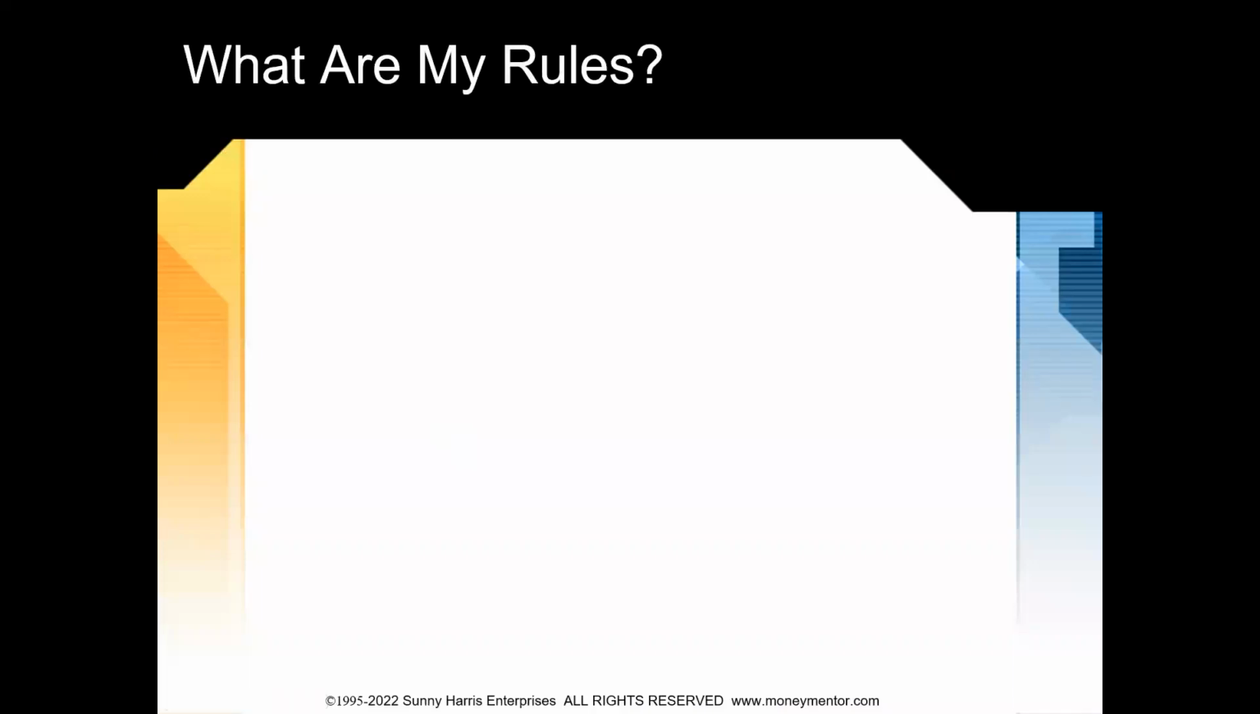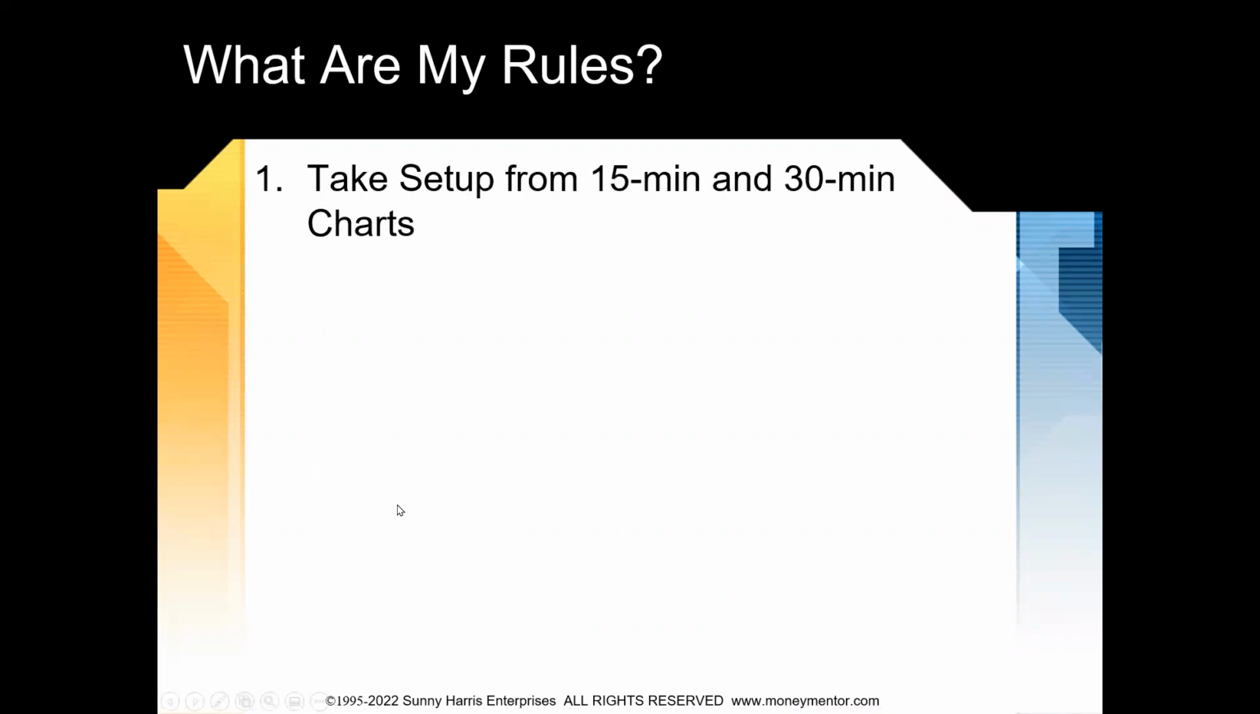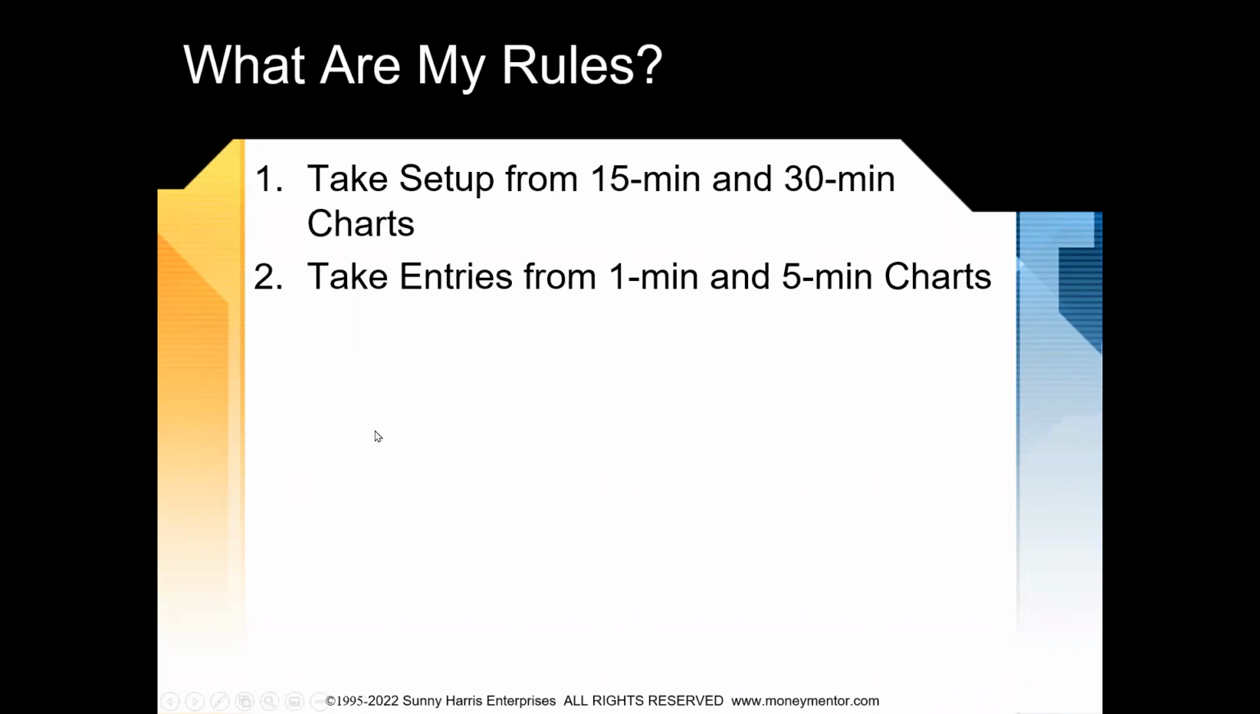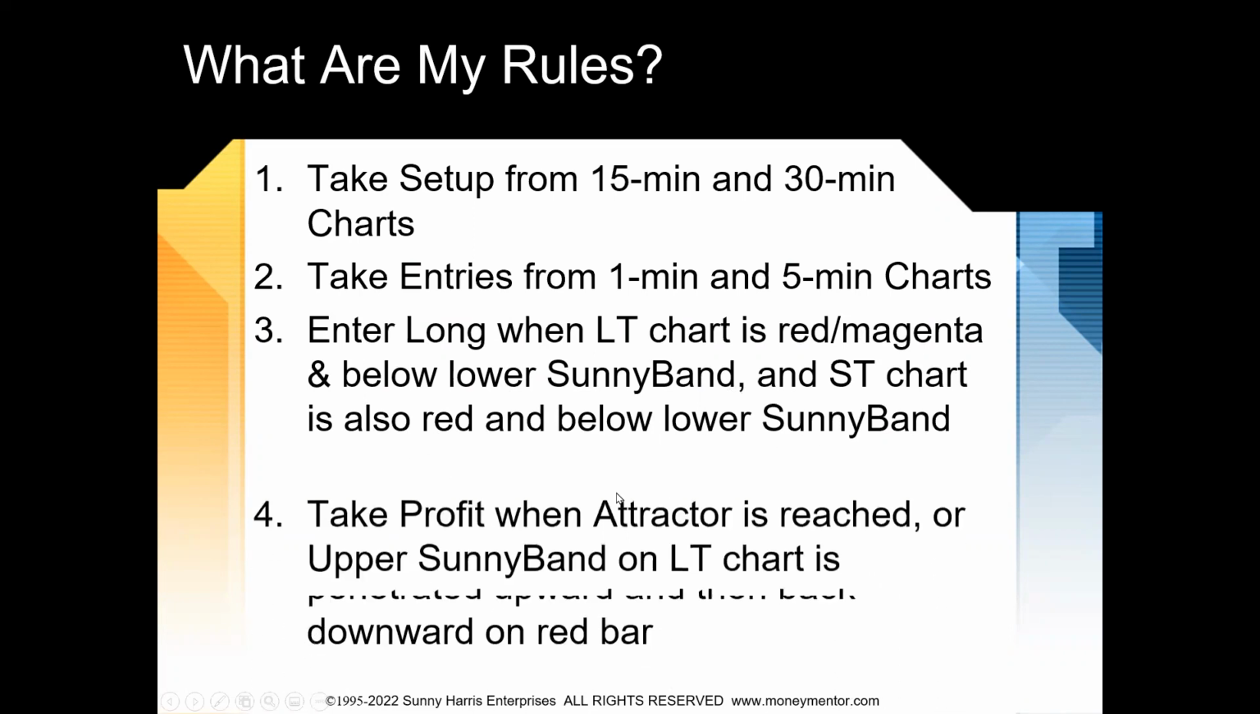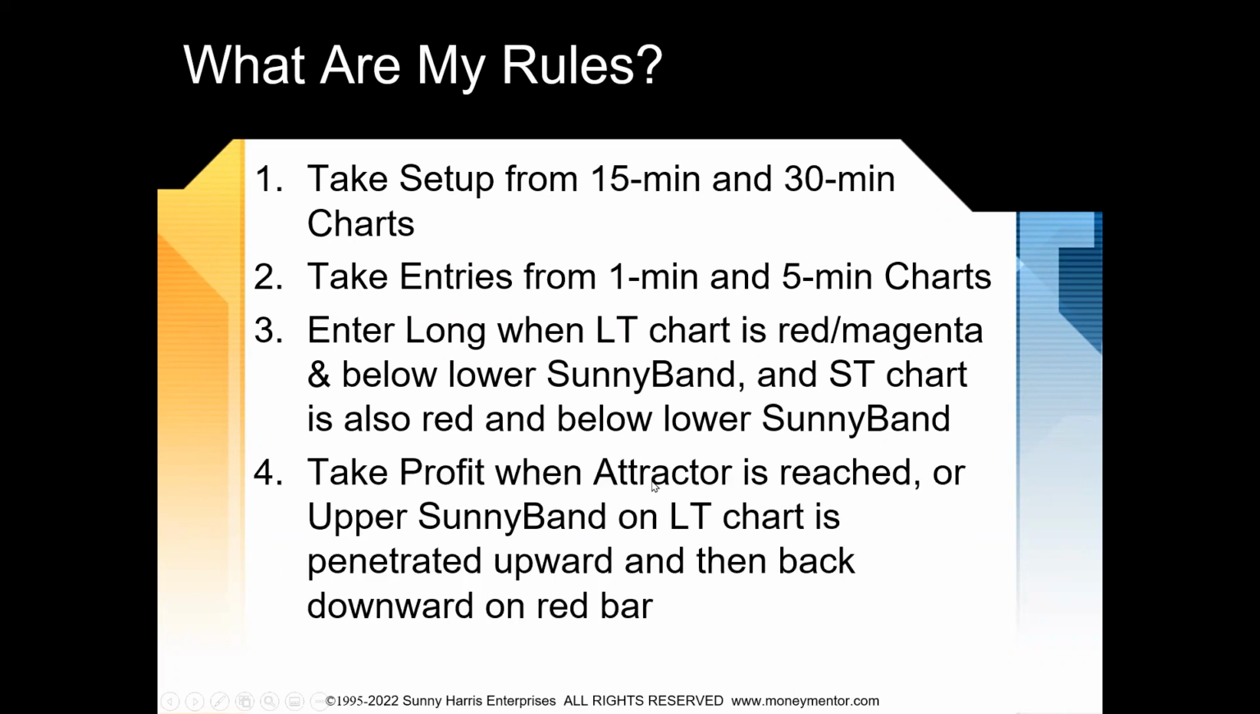Now I've got a long set of rules, but they're really actually very simple. I take the setup from the 15 and 30 minute charts. I take entries from 1 and 5 minute charts. I enter long when the long-term chart is red or magenta and below the lower SunnyBand, and the short-term chart is also red and below the lower SunnyBand. I take profit when an attractor is reached.